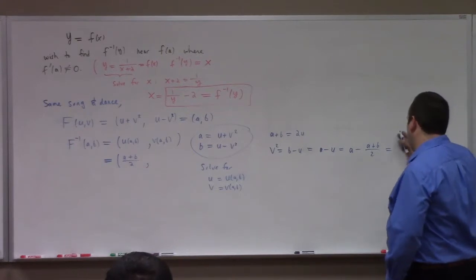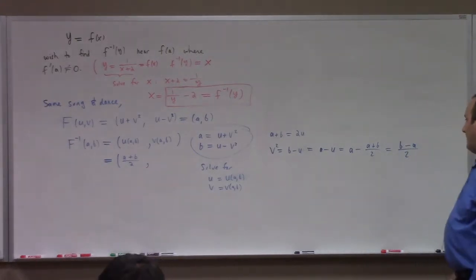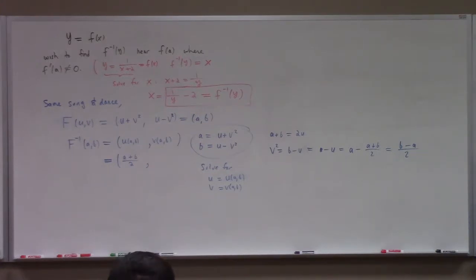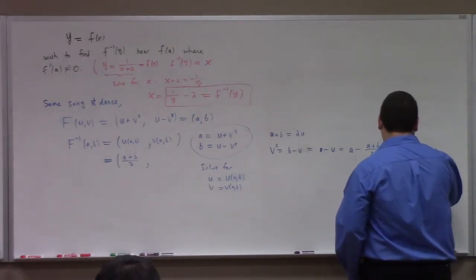I think either way we end up with what? B minus a over 2 for v squared? Oh yeah, thank you. I can't do math. A minus b, yeah, sorry.